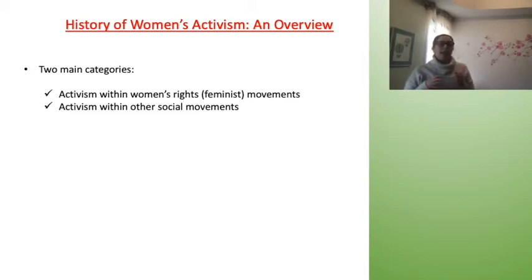There are two main categories within the history of women's activism that historians approach history through. The first is women's involvement in causes around women's rights. So social movements that prioritize or focus on women's rights. So these would be our feminist movements. And the other category is social movements that women are involved in, participate in, and lead that are connected to other issues or other causes. And these are two big categories.